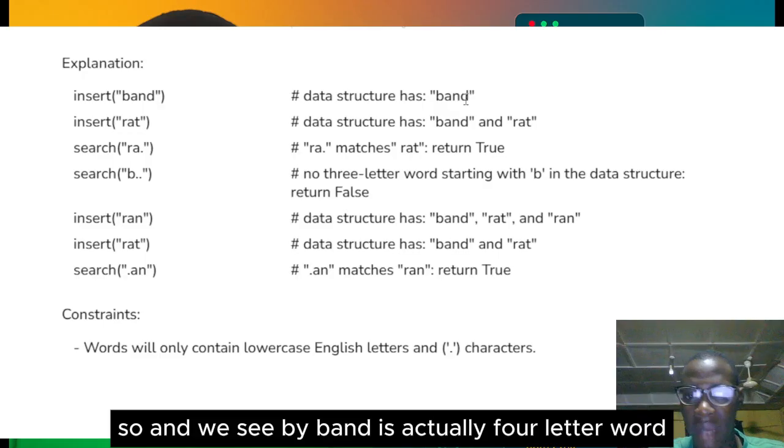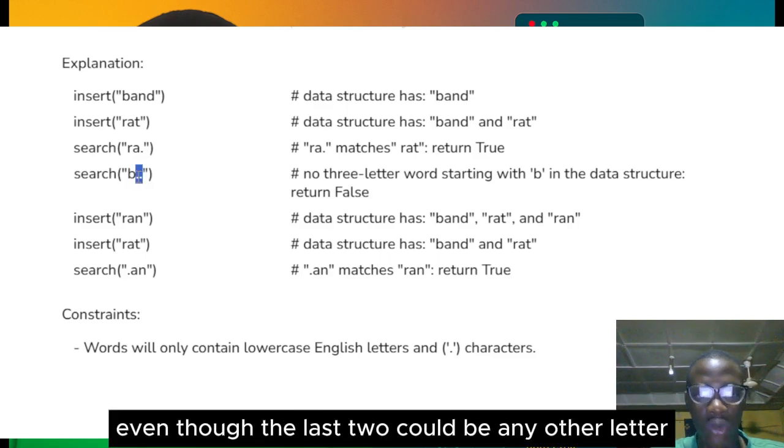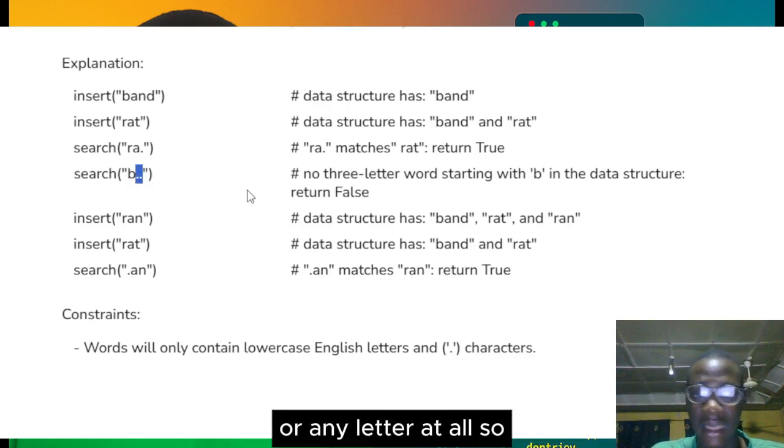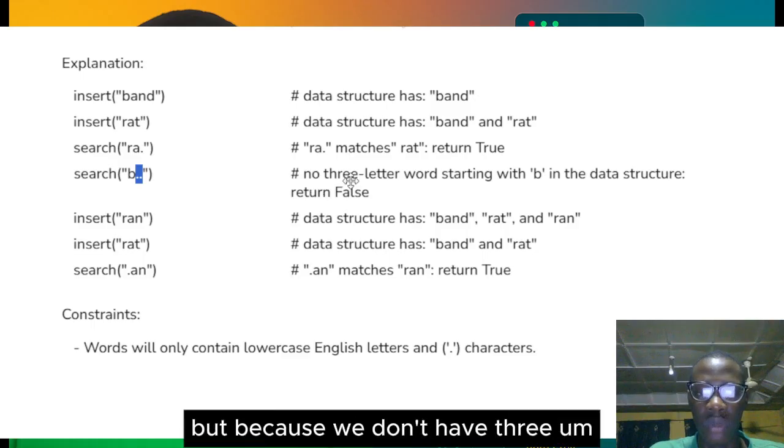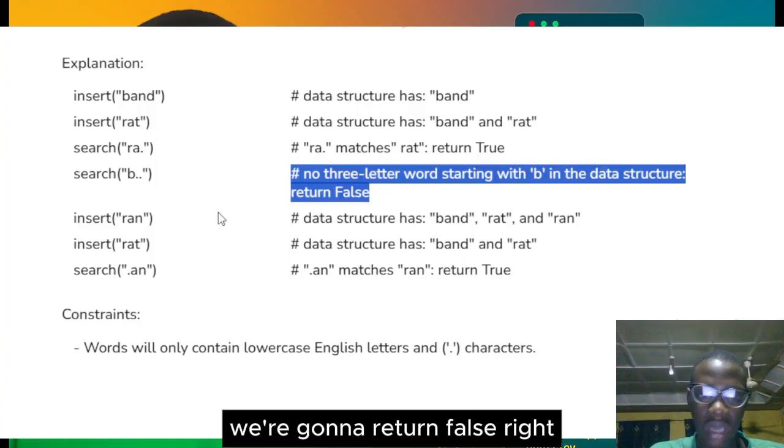We see that band is actually a four-letter word. So when we try to search for B dot dot, this is three letters, even though the last two could be any other letter or any letter at all. But because we don't have a three-letter word starting with B in our data structure, we're going to return false.